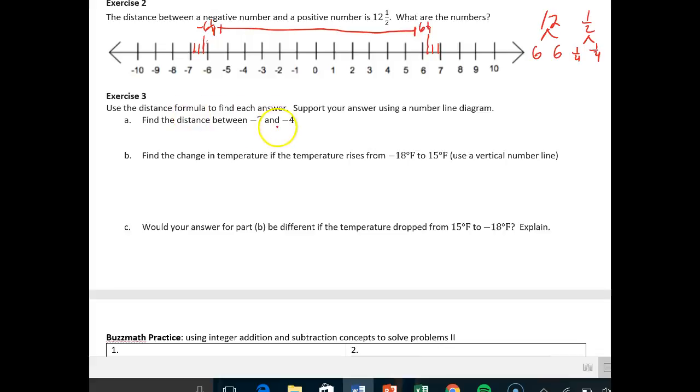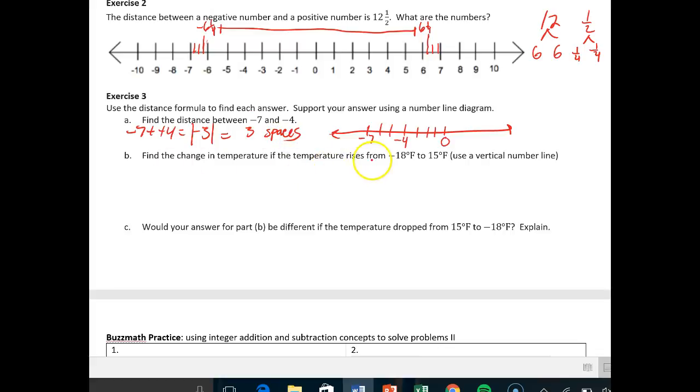Exercise 3, use the distance formula to find each answer. Support your answer using a number line diagram. So let's go ahead and draw ourselves a number line here. What is the distance between negative 7 and negative 4? We've got negative 7, negative 4. Well, you could just count: 1, 2, 3, 3 spaces, right? Another way you could prove that is you could say negative 7 minus negative 4. Keep, change, change, plus positive gives you negative 3. Only problem is it's not negative 3 spaces of distance, it's the absolute value of negative 3, which gives us 3 spaces.